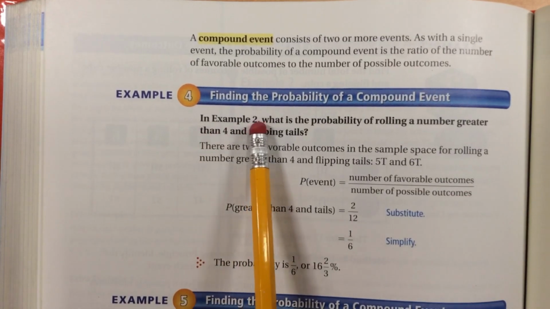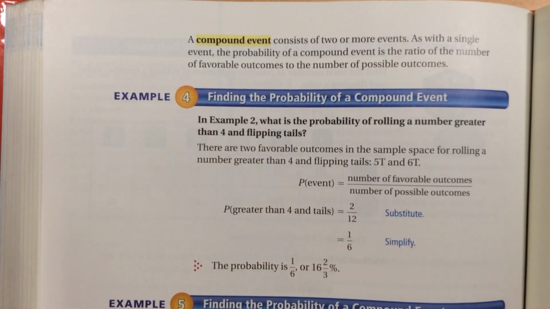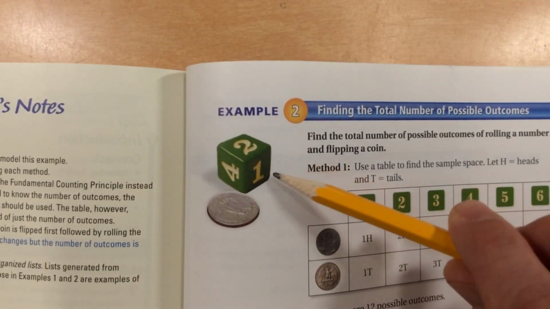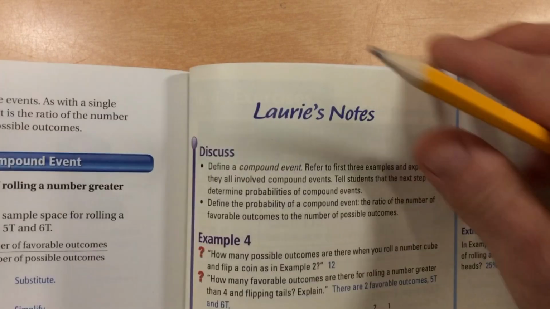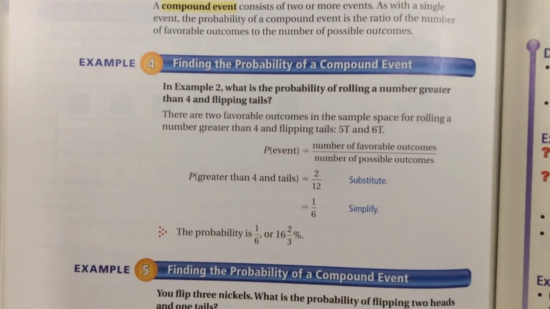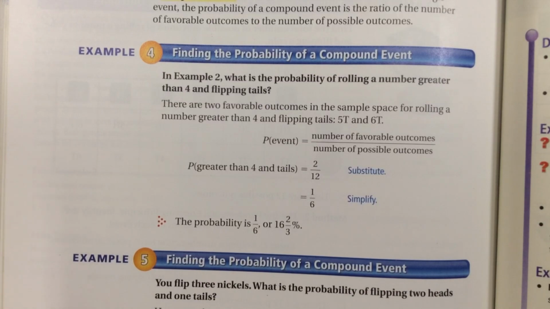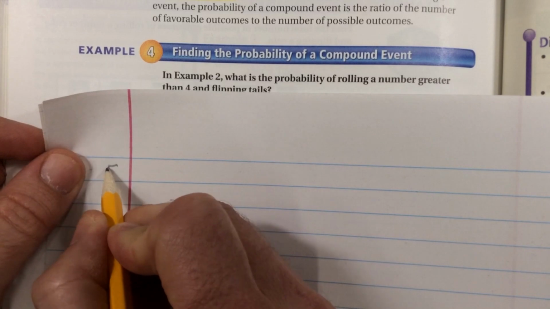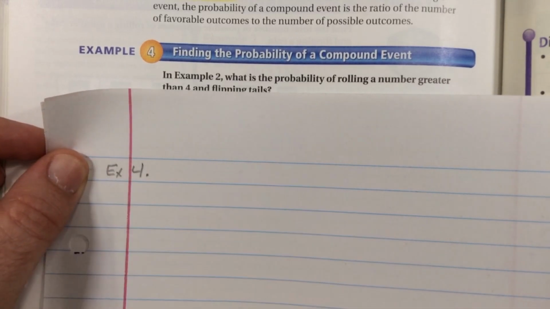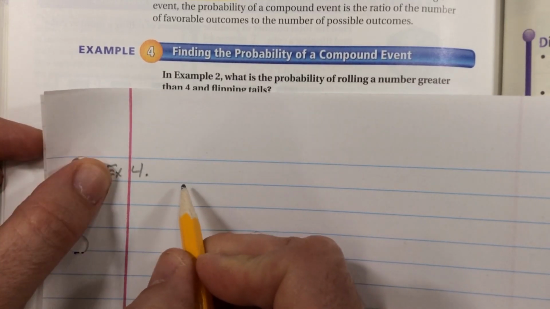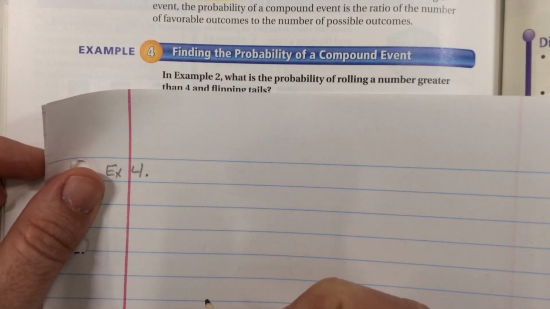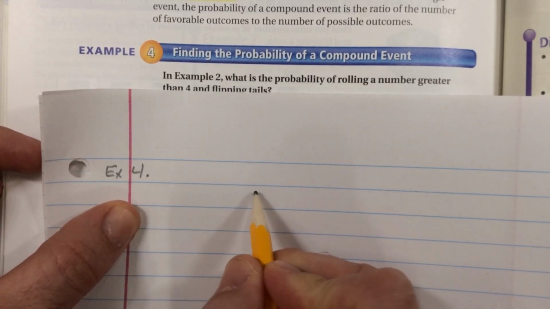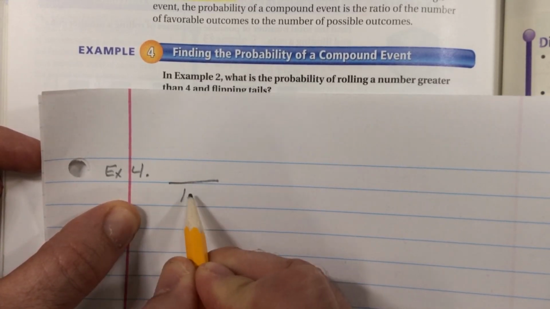In example 2, if you'll remember, example 2 was rolling the number cube and flipping the coin. So in example 2, what's the probability of rolling a number greater than 4 and flipping tails? Well, first, we need to find the total number of possible outcomes, which was 6 times 2. 6 things could happen with the number cube and 2 with flipping a coin. So the denominator is going to be 12.